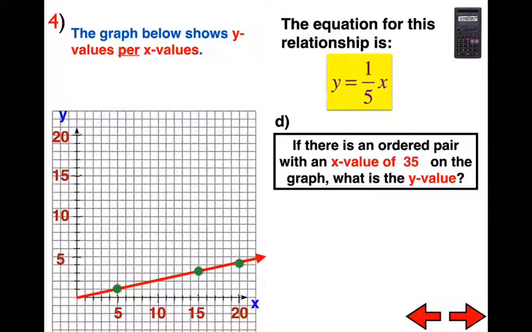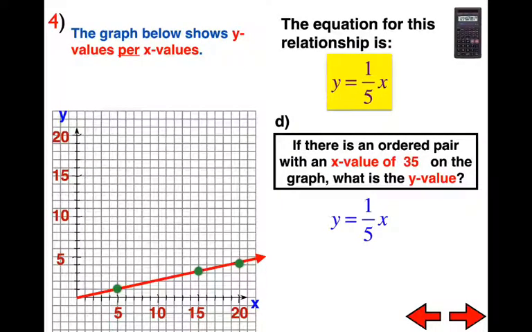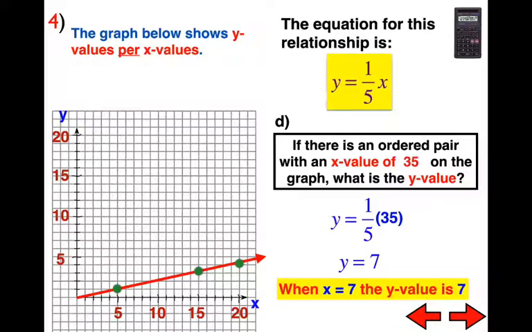If there is an ordered pair with an x value of 35 on the graph, what is the y value? Well, what that means is, this graph will continue on and on and on, but if you're at 35 right here, what is that y value over there? Well, this is another one where it makes sense to use the equation. So we're going to replace x with 35 because that's what it states that it is. And so we have 1/5 times 35, and that is 7. That would be the y value.